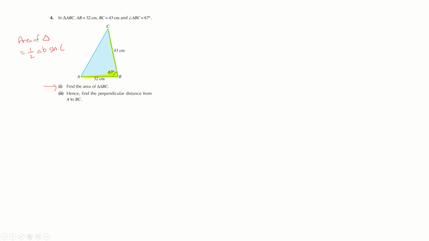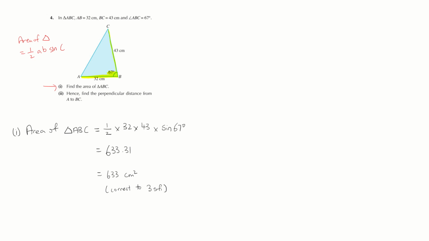In this case, we have our two sides, 32 and 43, and the included angle 67. So let's just plug into the formula. Area of triangle ABC is equal to half times 32 times 43 times sine 67 degrees. We press the calculator and we'll obtain 633.31 something, which we round off to 3 SF, which is 633 cm squared. And that's it for part 1, finding the area of triangle ABC.